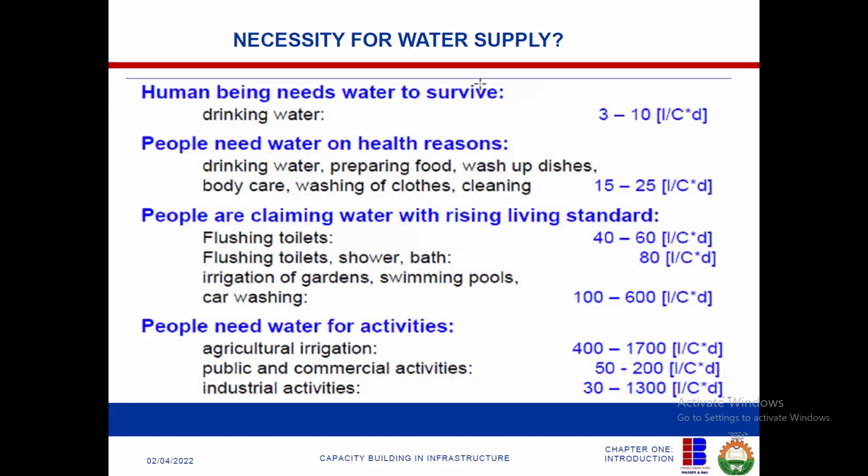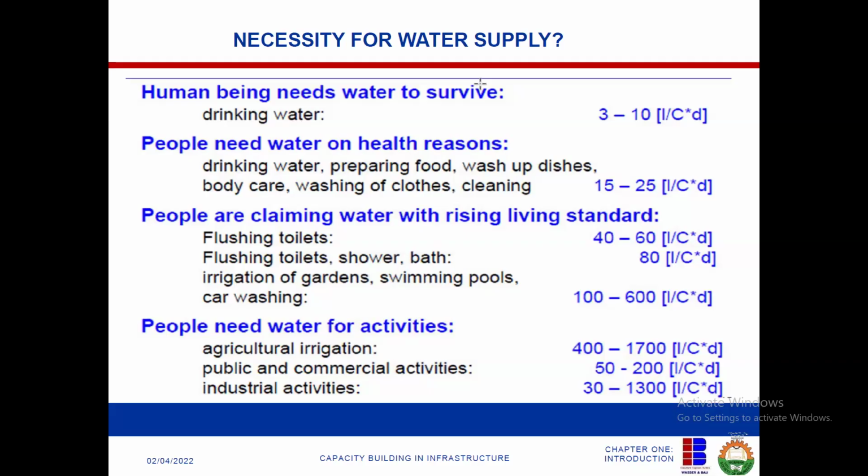Okay, these are the basic requirements you need for water. Because sometimes when we say each person needs 100 or 150 or 80 or 60 liters per person per day, or per capita per day, you'll be wondering, how did you arrive at this? Well, this is just an example of how to arrive at this, okay? The average human being needs about 3 to 10 liters of water for drinking in a day.